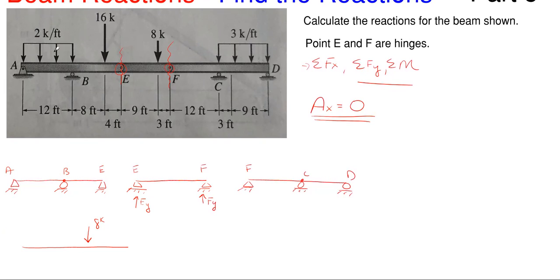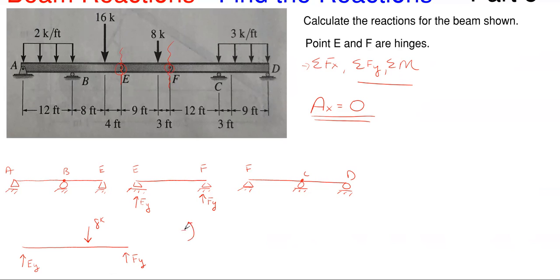So I don't care about this 2 kips per foot or the 16 kips over here on the left side, and the same thing for the 3 kips per foot on the right side, because I'm only looking at the middle member here. I'm going to assume my reactions at the hinges are in the upward direction, and you can see the distances up here. Just treat it like any other beam reaction.